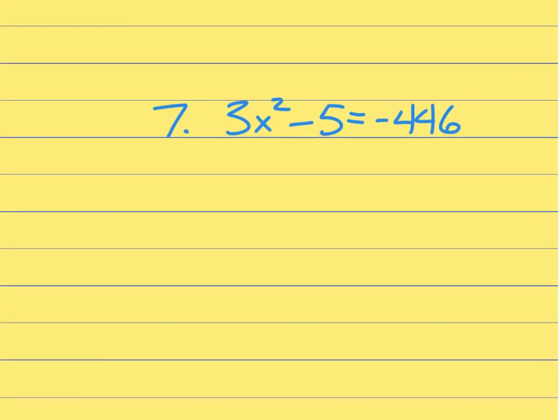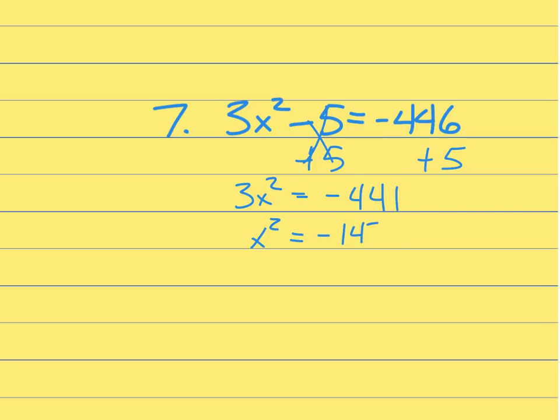Last one on this type of equations, but it's the same as solving a regular old equation. If you have a negative, we're just going to take an i out. So we're going to add 5, start off with that, add 5 to both sides. You get 3x squared, and then you get a negative 441. Okay? Then we're going to divide both sides by 3, so x squared is equal to, it's still going to be a negative, and it's going to be a negative 147.